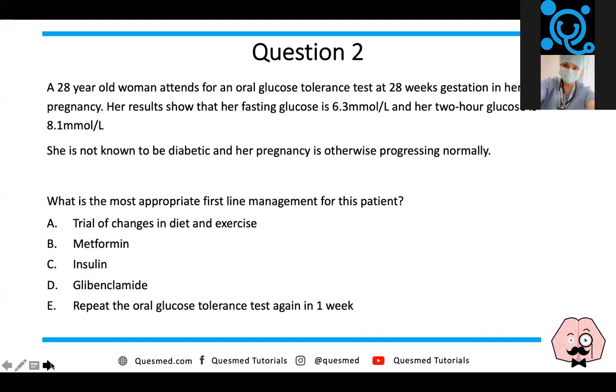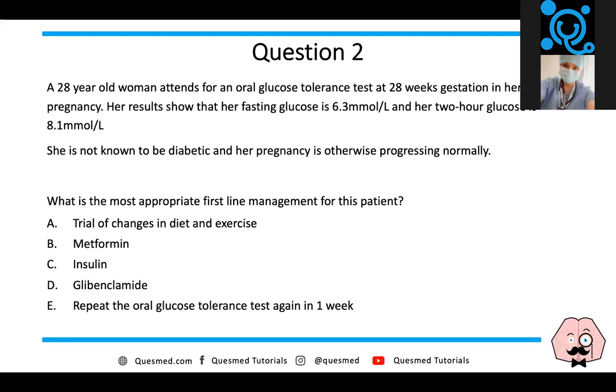Lovely, thank you for participating there. So we've got a toss up here between A, trial of changes in diet and exercise, and E, repeat the oral glucose tolerance test in 1 week. Some people also think we should start metformin and some people insulin. Nobody thinks we should start glibenclamide, so that's good.